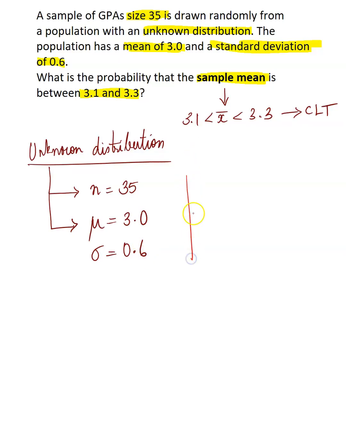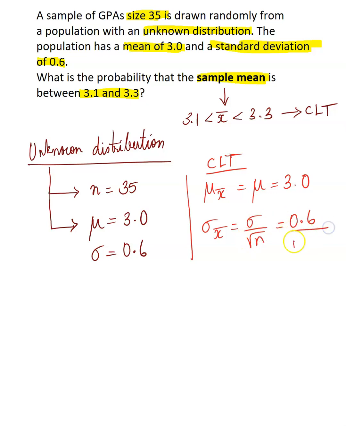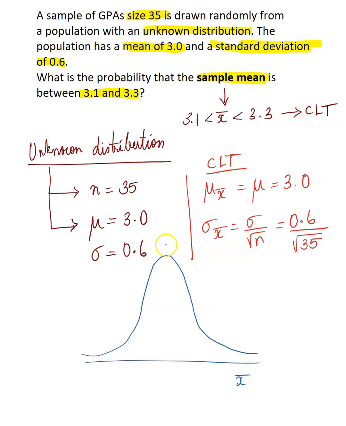So to get the corresponding mu x bar for CLT, mu x bar will be the same as mu, which is 3.0, and sigma x bar will be sigma over root n, which is 0.6 over square root of 35. And then let's draw the graph. This is for x bar because it's CLT. The mean is mu x bar 3.0, and then the sigma x bar. So we want it between 3.1 and 3.3. So these both are going to be on the right hand side.